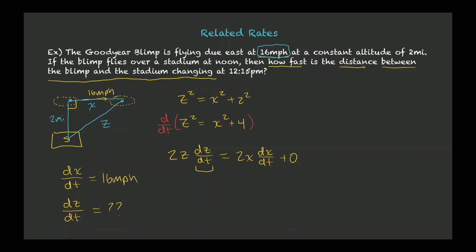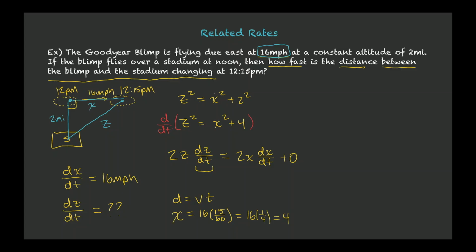Okay, so if we look back at the problem, at 12 p.m., the blimp was right over the stadium, and the question is asking us about 12:15. Okay? So how far would x be if you flew from 12 to 12:15 at 16 miles per hour? Well, we can use the distance formula. Distance is equal to velocity times time. We know that the velocity is 16 miles per hour, and the time is 15 minutes, or 15/60ths, or 1/4 of an hour. So we're going to have 16 times 1/4, or 4. Okay, so that's going to give us what x is.